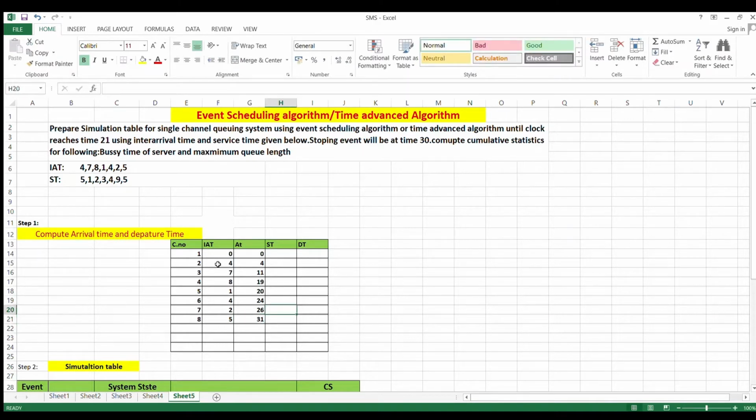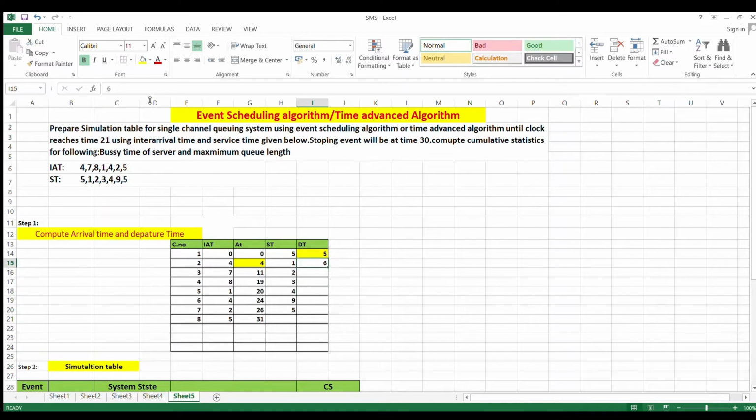Okay, once the arrival time is calculated, write down the service time as given in the question: 5, 1, 2, 3, 4, 9, 5. And the service time for the last customer is dash, nothing. Now you need to find out the departure time. For the first customer, arrival time 0 plus service time 5, departure 5. Next, the previous departure time is 5 and the arrival time is 4. Out of these two, maximum is 5. So 5 plus 1, 6.